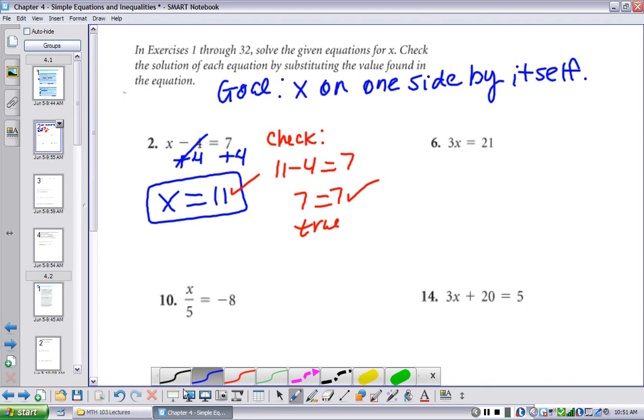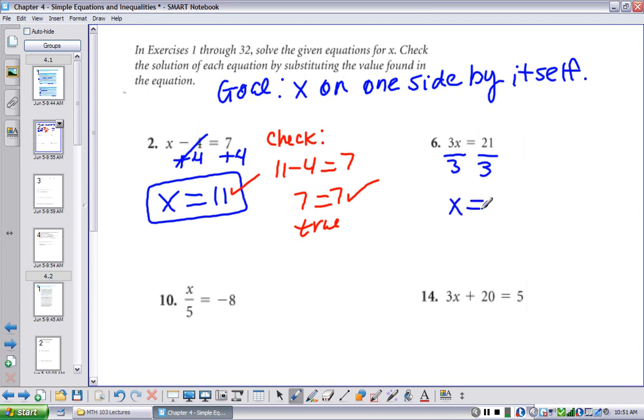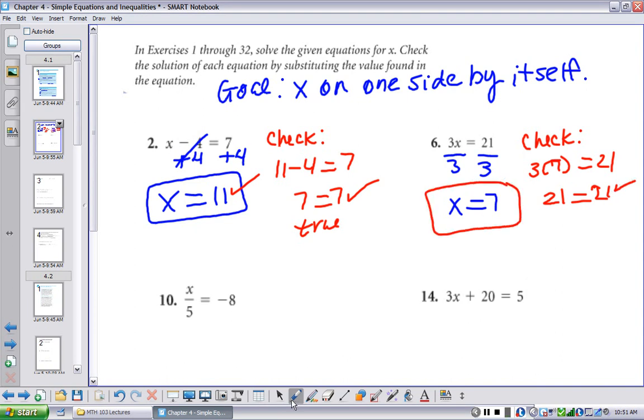and seeing if you get a true statement. Number 6, we have 3x equals 21. Well, we're multiplying by 3. I need to do the opposite and divide by 3. So 3x over 3 is just x. x equals 7. Does it check? Three times 7 equals 21. Yes, 21 equals 21. So it checks, and x equals 7 is our solution.